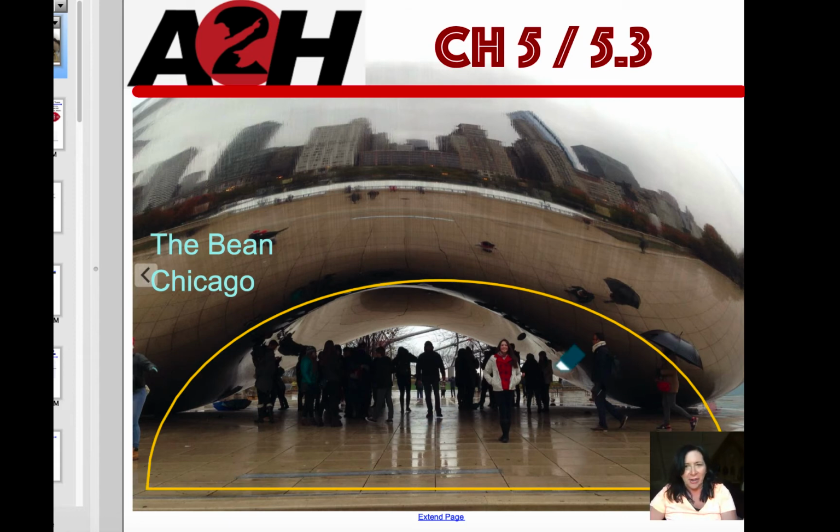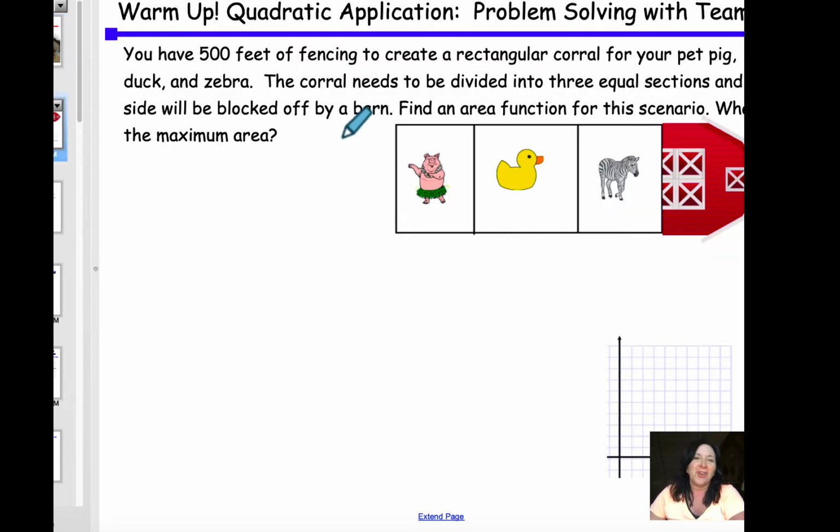This picture right here is a photo taken at the Bean in Chicago, and just another example of quadratics in life. It is a very spectacular art exhibit that is amazing if you go see it, and it's really cool underneath and inside. Just think about where you've seen parabolas in life, and relate that to you. Okay, so I'm going to start off with a warm-up of quadratic application.